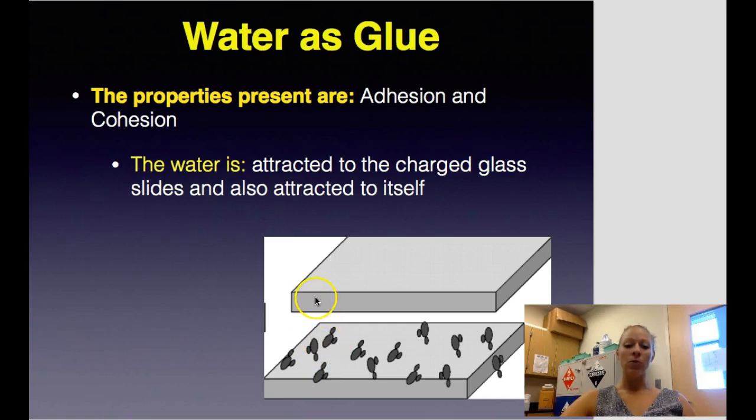And those water molecules with positive and negative sides were also attracted to the charged glass. Remember that glass does have a charge, and sometimes it's positive, sometimes it's negative. For the sake of this lab, we just said that it was negative. So here, the water molecules were attracted to the negative charge of the glass. And so that held the two slides together.